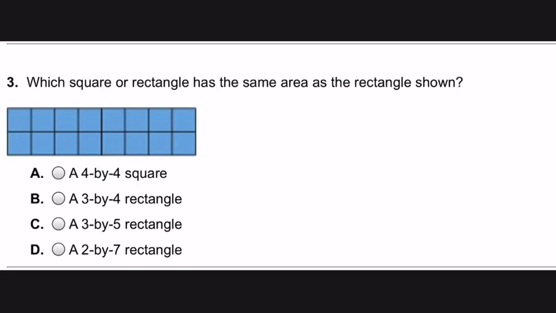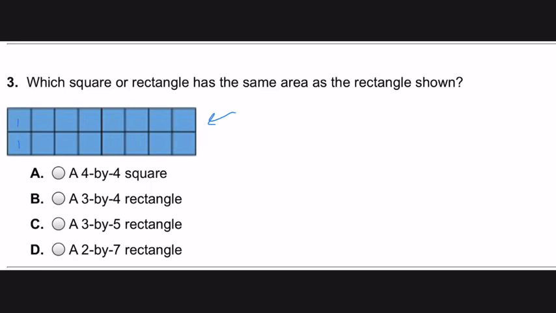Now, let's find which square or rectangle has the same area as the rectangle shown. Again, we said, how can we find the area? The area is measured in square units and represents the number of those square units needed to cover a figure. So here we have square units that are covering this rectangle. Let's find the area. Let's count all the square units and we will be finding the area of this rectangle.